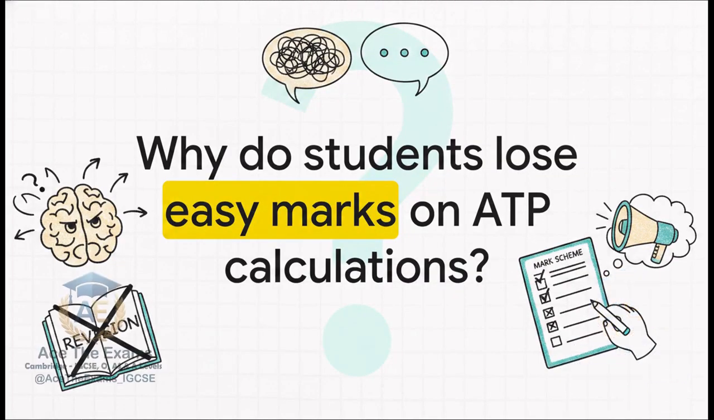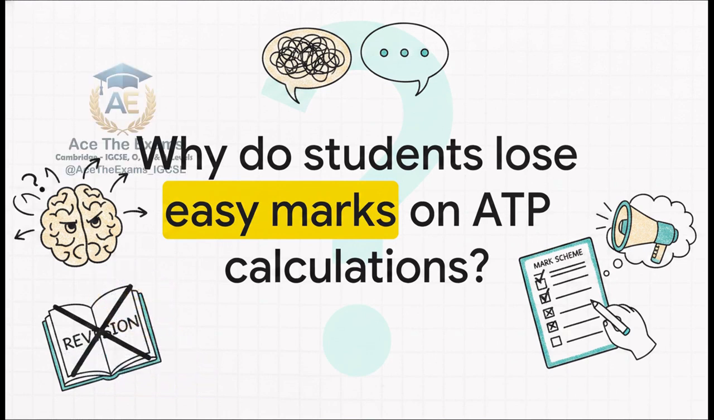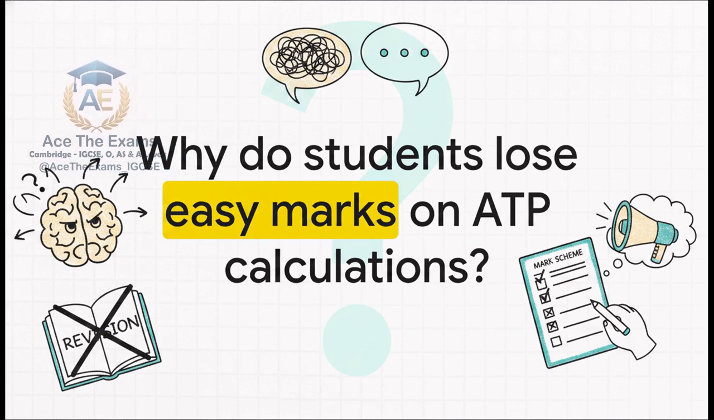Okay, let's dive into this. Why do so many incredibly smart, well-prepared students lose easy marks on these ATP questions and calculations? Well, it's because ordinary revision completely fails to address the core problem. Students just misunderstand what the examiners are actually looking for on the mark scheme. You might know the biology inside out, but if you aren't speaking the examiner's language, you're going to lose points.